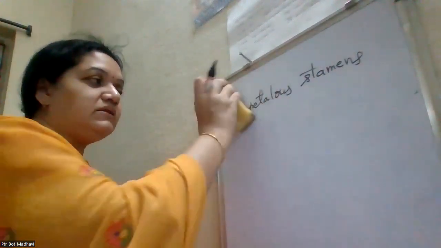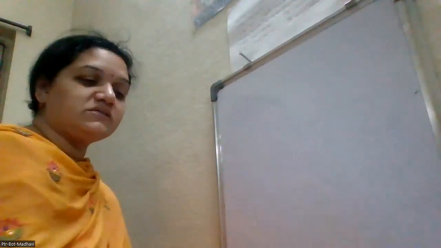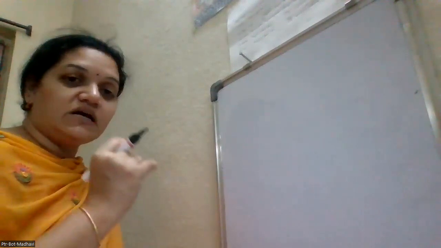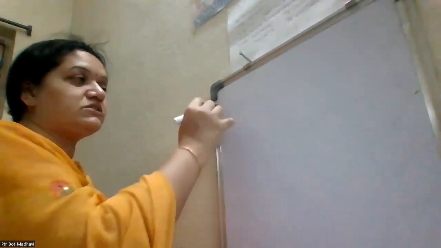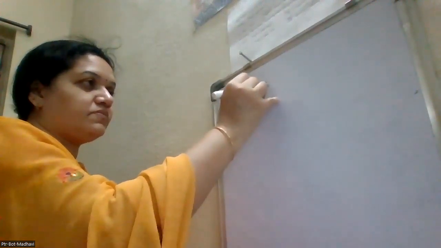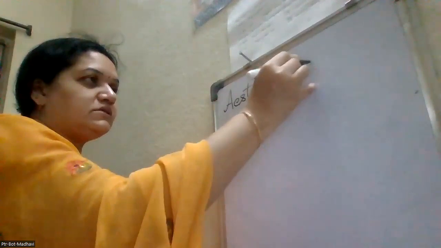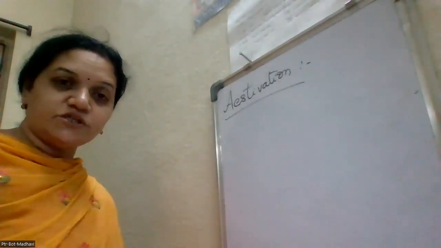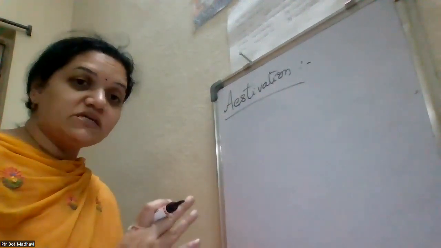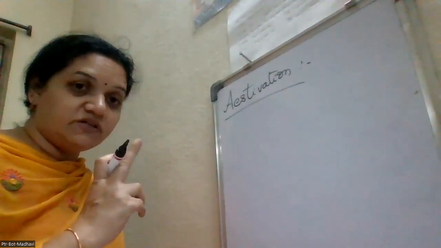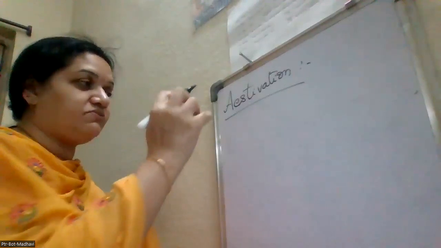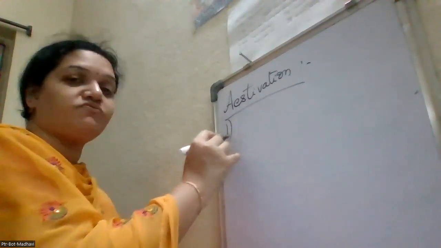Now that we know all these things, we have to move to the next one, that is arrangement of petals or sepals in the bud condition of a flower, which is known as aestivation. Aestivation means the petal or sepal arrangement seen in the bud condition of a flower. Again, this aestivation is of four types.